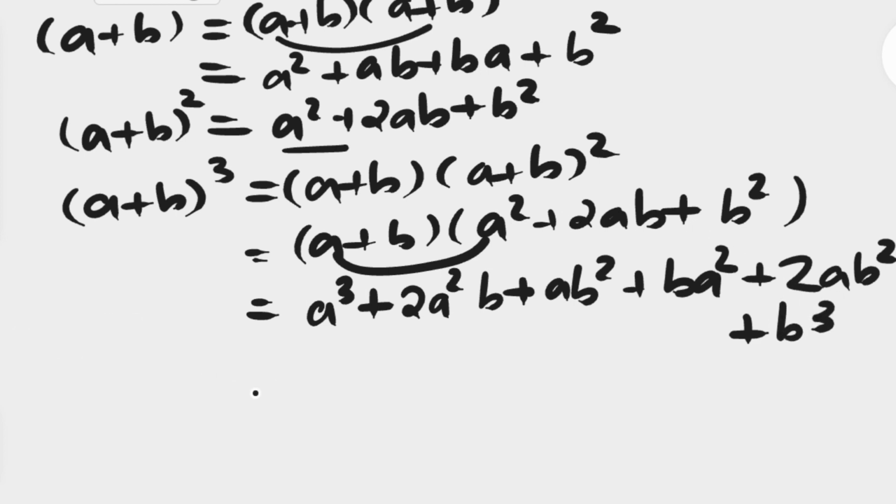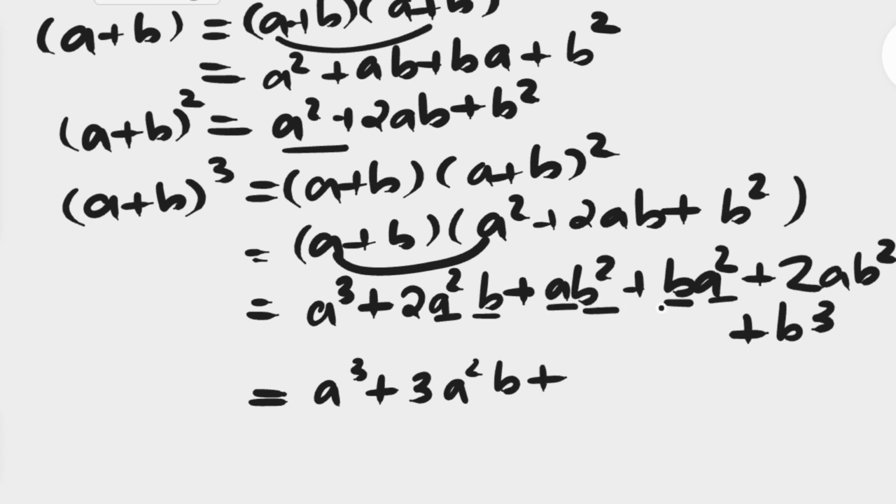This is equal to a cube plus, here a has power 2 and b has power 1. Here also a has power 2 and b has power 1. So these two are like terms. We can add these two terms. We get 3 times a square b plus, here a has power 1, b has power 2. Here also the same. So adding these two, we get 3 times ab square plus b cube. This is the expansion of (a+b) the whole cube.